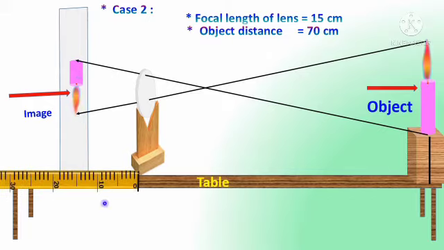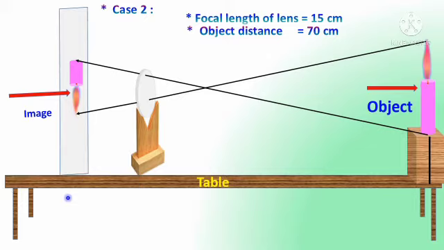Then the distance between image and lens is in between 20 centimeters. Here small v, image distance small v, is equal to 20 centimeters. Object distance u is equal to 70 centimeters. Then what are the characteristics? Image distance 19 centimeters, nearly 20 centimeters.